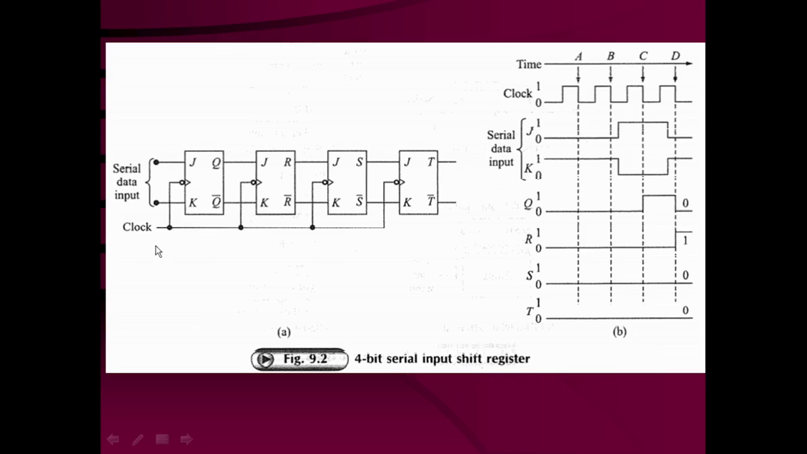The clock is given to all the flip-flops simultaneously, and the bubble and triangle show that this is a negative edge triggered JK flip-flop. The waveform is also shown here. This is the clock edge. 4-bit data is going to be transferred into this shift register. So this is a 4-bit serial in shift register, and 4 clock cycles are going to be required.